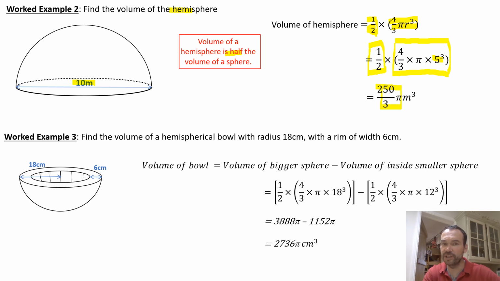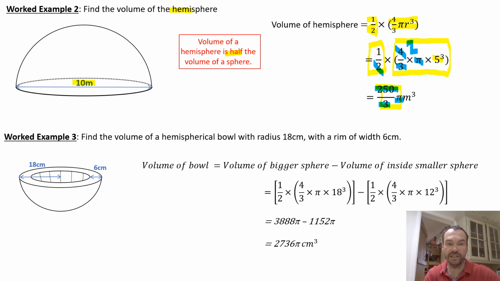How do we get 250/3? Well, let's have a look. You can cancel the 2 with the 4 to get just a 2. And then we get 5 cubed is 125, doubled is 250, and we're just left with 3 in the denominator, and there was a pi there as well.